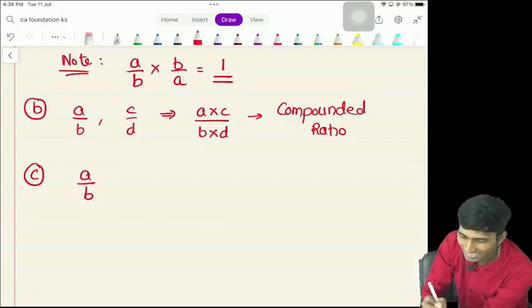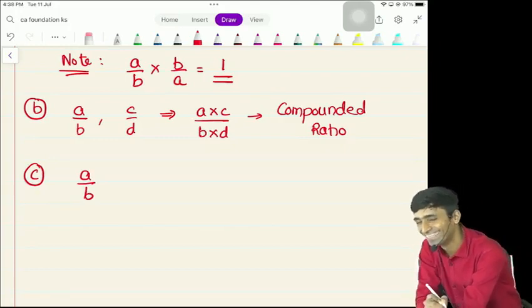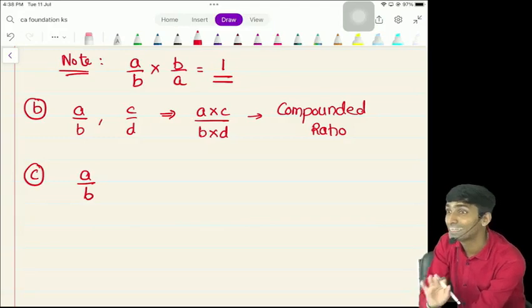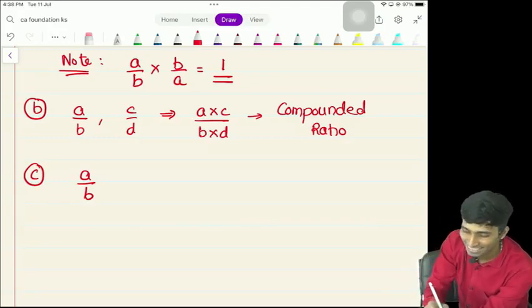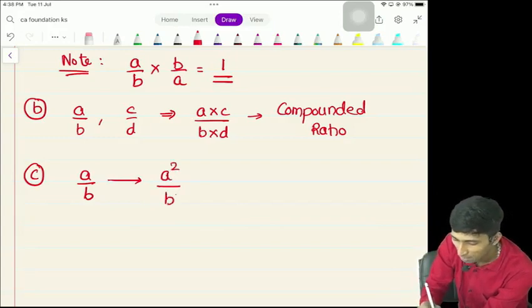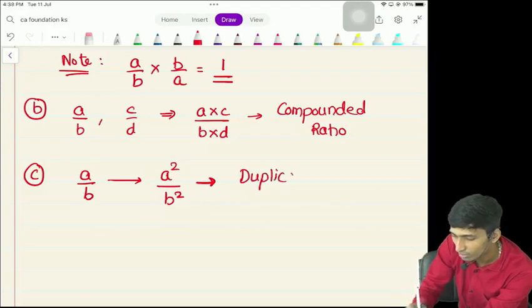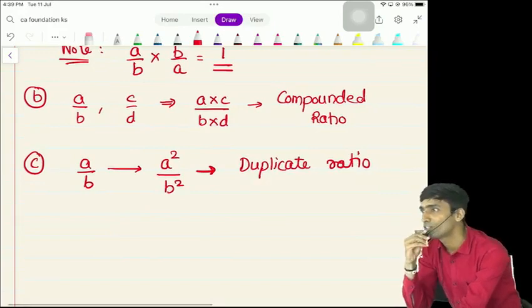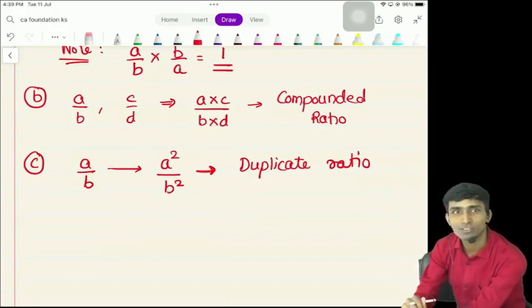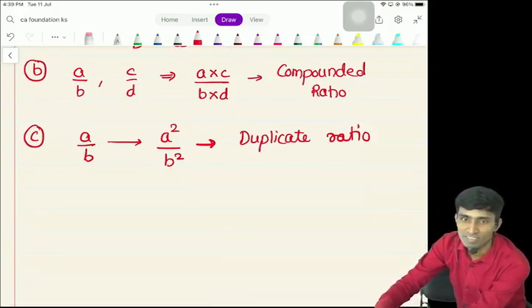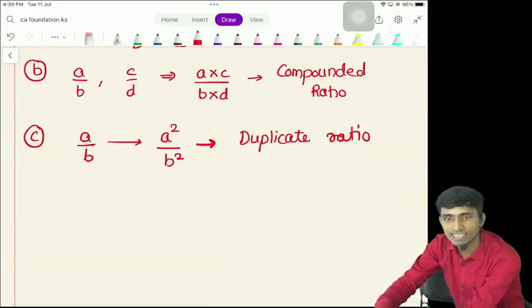A by B. If you do this, A square upon B square, then it is called duplicate ratio. What is it called? Duplicate ratio. It is called duplicate ratio. Easy, isn't it?